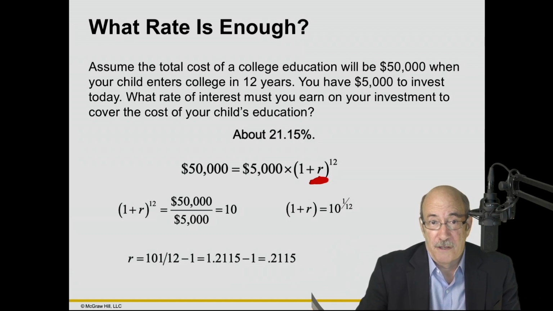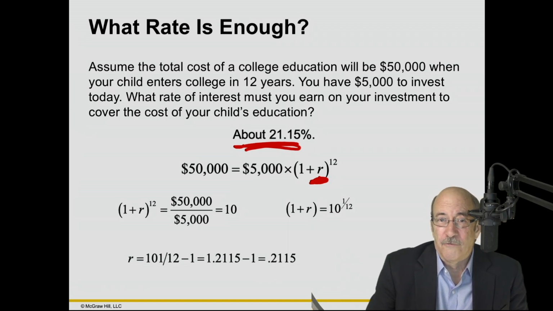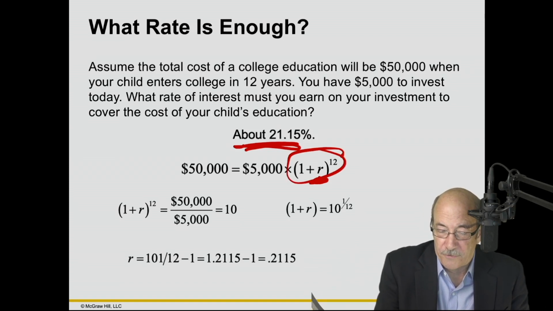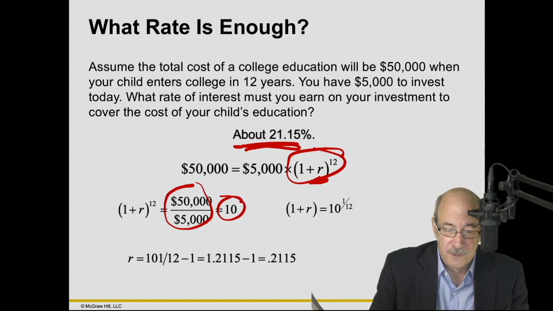That's quite a heavy lift, as we're going to see, because here they give away the answer. It actually turns out to be a little over 21%. How do I get to that answer? Well, again, more algebraic gymnastics. So we've got 1 plus r raised to the 12th here. We want to isolate it by itself, so let's divide both sides by 5,000. We end up with this. That simplifies to 10. So we have 1 plus r raised to the 12th is equal to 10.